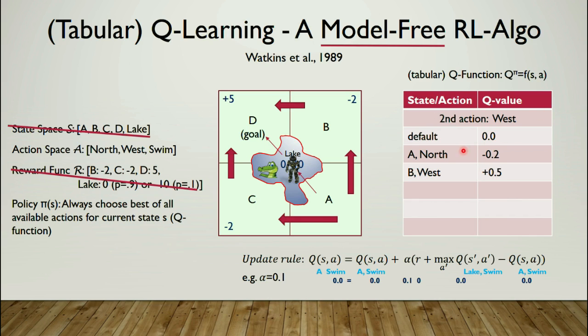We don't have a value for it yet, so we're going to get an update of 0. So A swim, right now our estimate for this is 0. Then we're going to do another step, the only possible one.